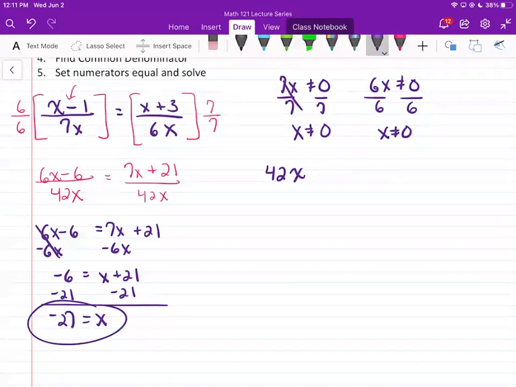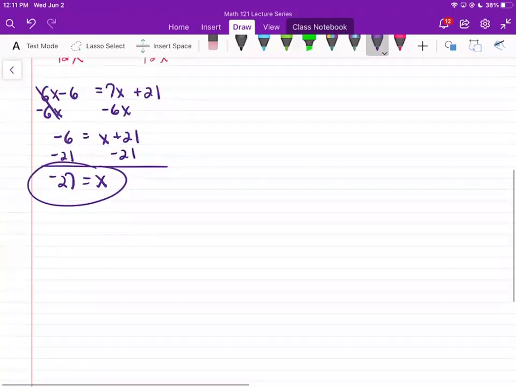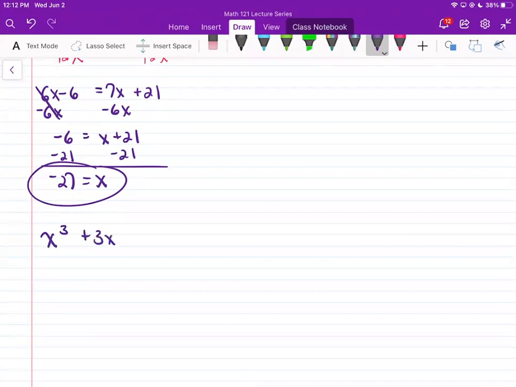Let's look at a little more complicated example where we do have to factor and cancel. If we had x cubed plus 3x squared over x squared minus 2x minus 15 equals 4x plus 5 over x minus 5. Our first step is to factor all parts.